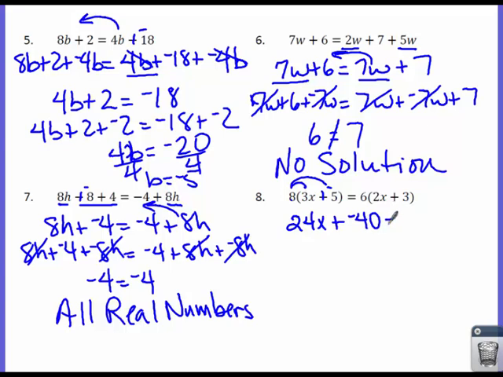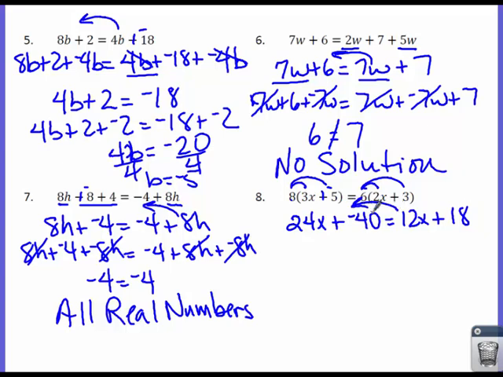And I do the same thing to the other side. 6 times 2x, or 6 2x's, gives me 12x plus, and 6 3's give me 18. And now you'll notice this problem looks just like all the others. So now we move the letters to one side, numbers to the other, and solve.